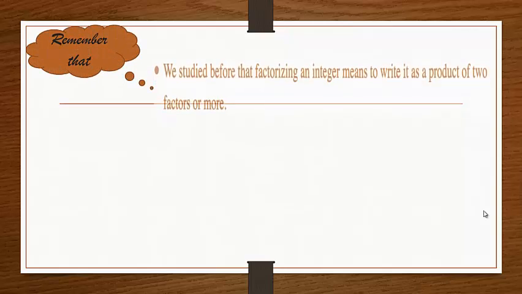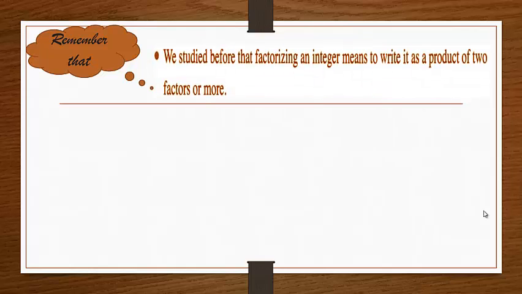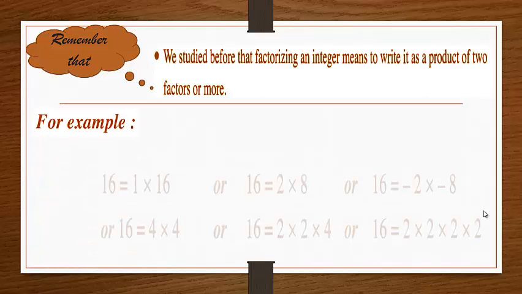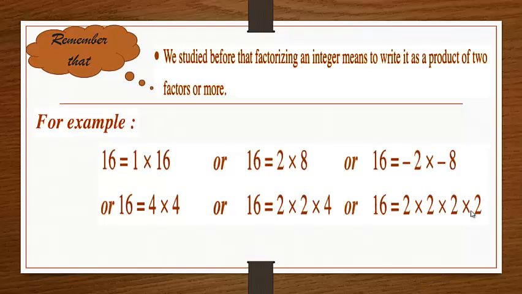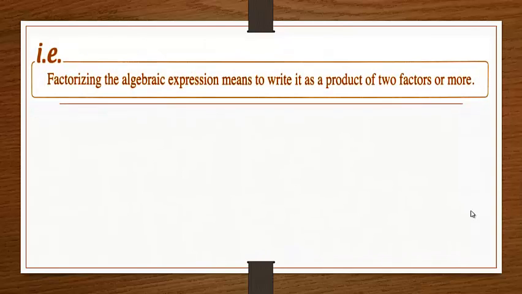Let's remember, we studied before that factorizing an integer means to write it as a product of two factors or more. For example, we can factorize 16 to 16 times 1, or 8 times 2, or 16 equal negative 2 times negative 8, or 16 equal 4 times 4, or 2 times 2 times 4, or we factorize 2 by multiplying 2 times 2 times 2 times 2. Factorizing an algebraic expression means to write it as a product of two factors or more.